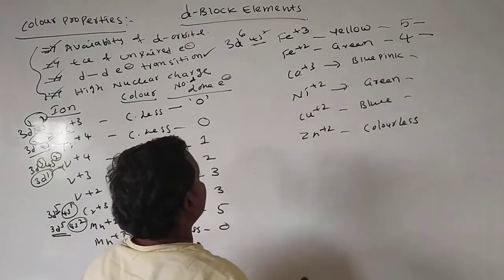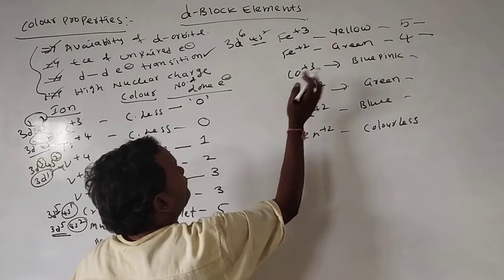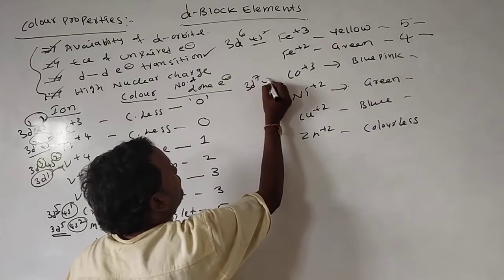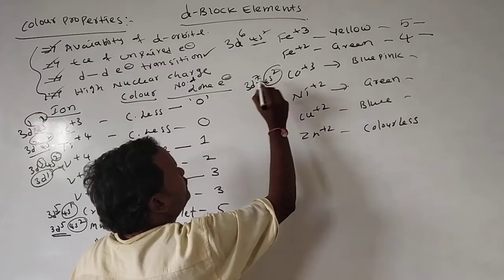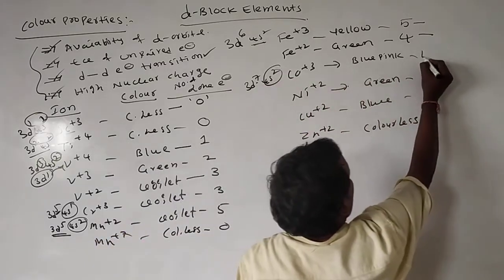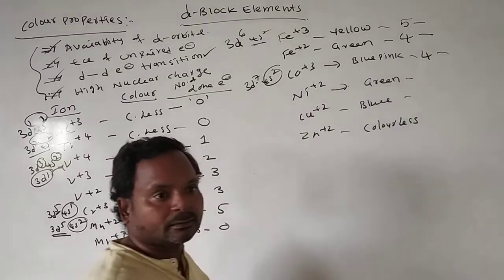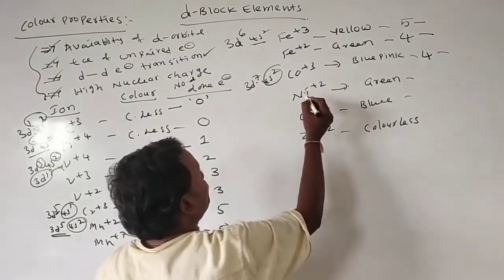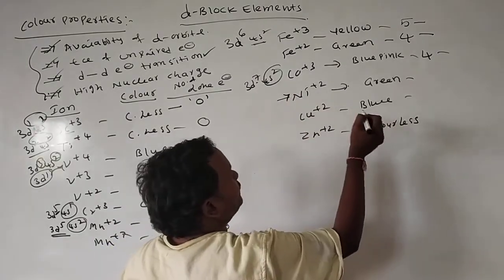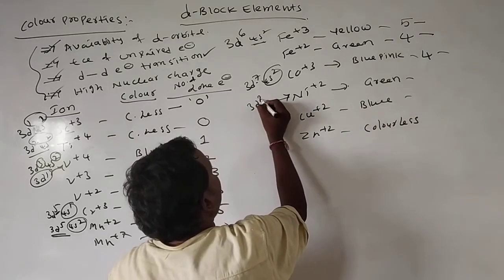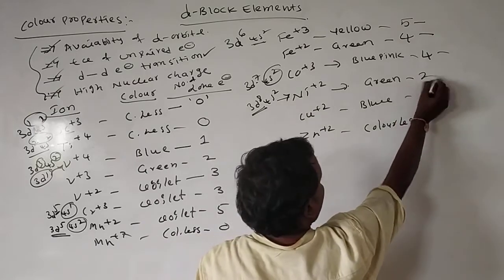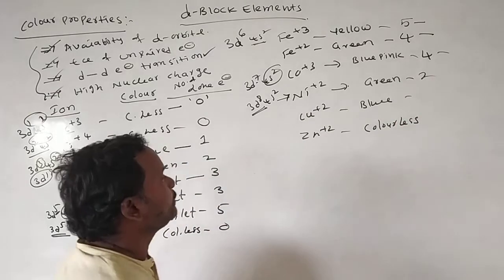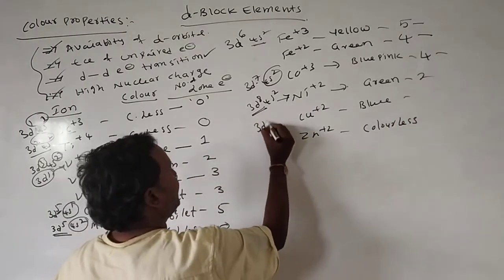Green color. Co plus 3. Co cobalt 3d7, 4s2. Plus 3 now, remove 2, 1. 6 means 4 lone electrons. Blue pink color. Here nickel plus 2. Nickel means 3d8, 4s2. 8 means 2 lone electrons. Green color. Cu plus 2, 3d10, 4s2.